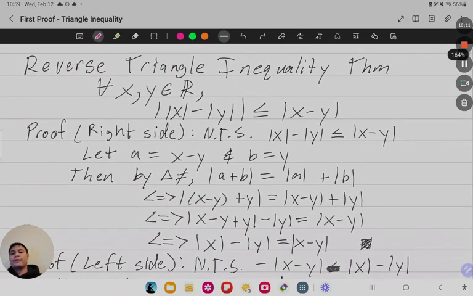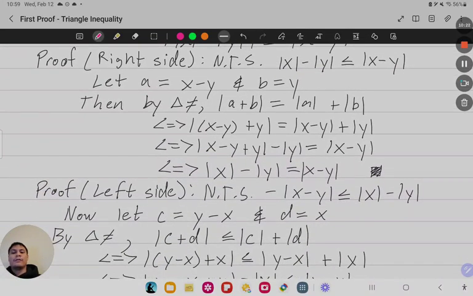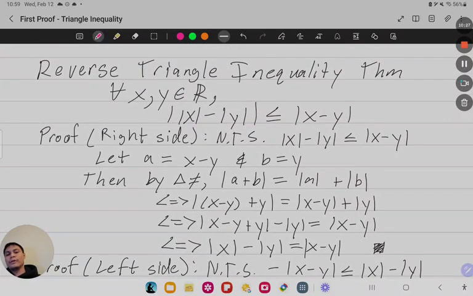So this is going to be a little bit unique because we're going to prove the right-hand side first. That is, we're going to show this part. And then in the next part of the proof, we're going to show the left-hand side, this part. So we're going to make a substitution. We're going to let A equal x minus y, and we're going to let B just equal y. So by the triangle inequality theorem that we just proved earlier, if we add these two numbers together, we have this. This is literally the triangle inequality theorem.